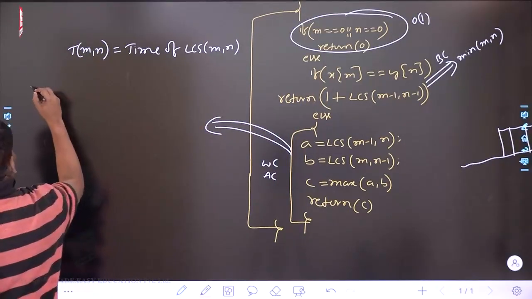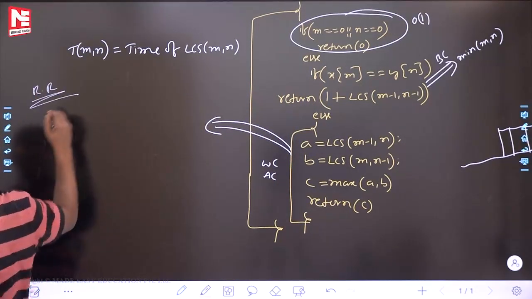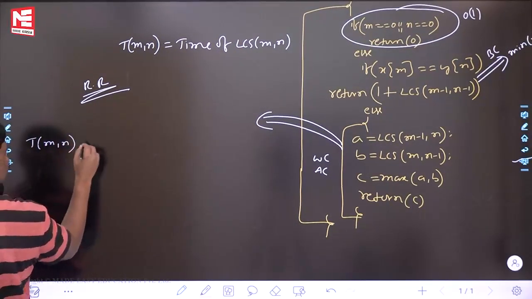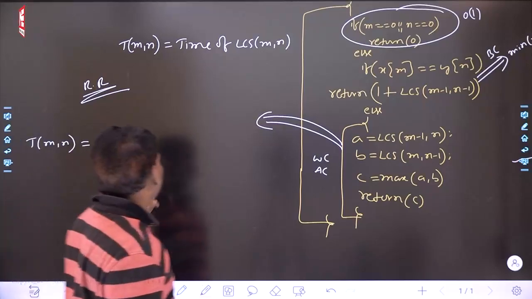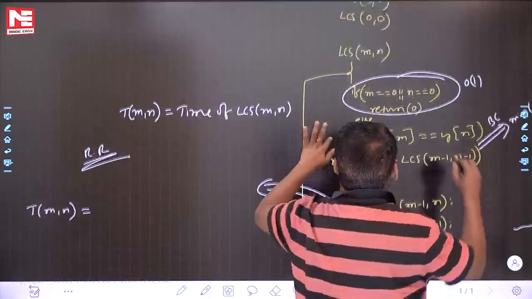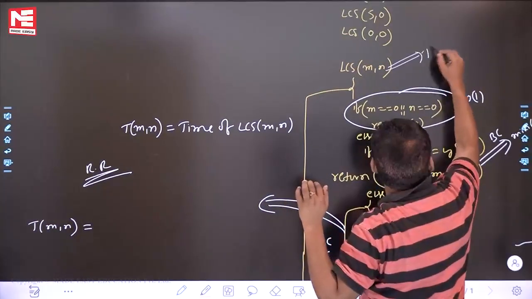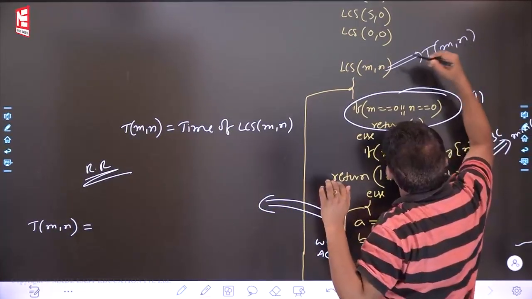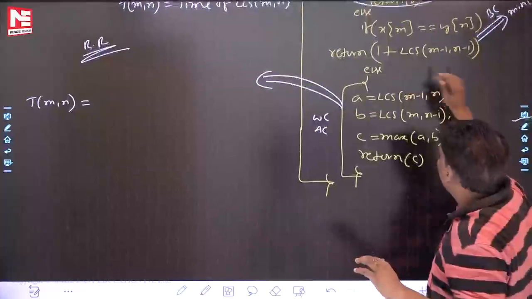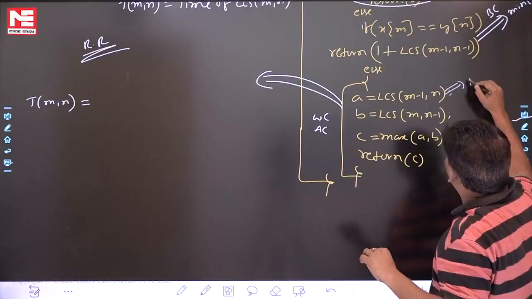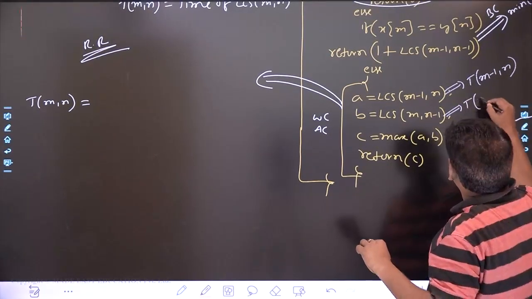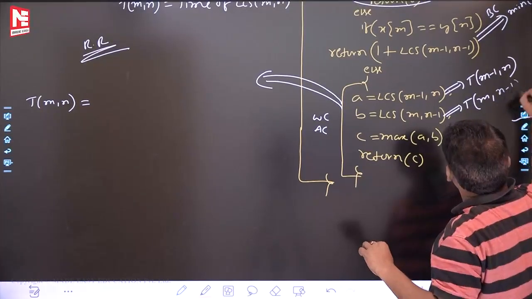Then see this one, the recurrence relation. T(m, n) is equal to... can you see the else part? What is the answer? See this one, T(m, n) is the time complexity of LCS of (m, n). What does it mean? The time complexity of this one is T(m, n). LCS of (m, n), time complexity T(m, n), if it is true, right? LCS of (m minus 1, n). What is the answer? T(m minus 1, n). Otherwise this one, T(m, n minus 1).